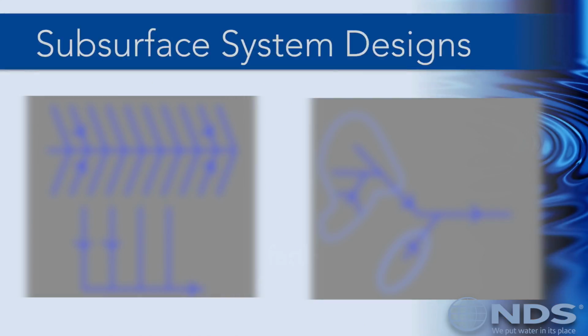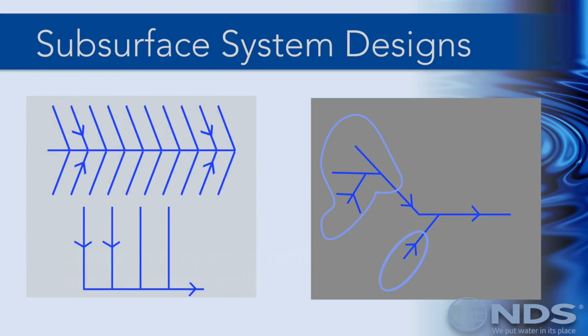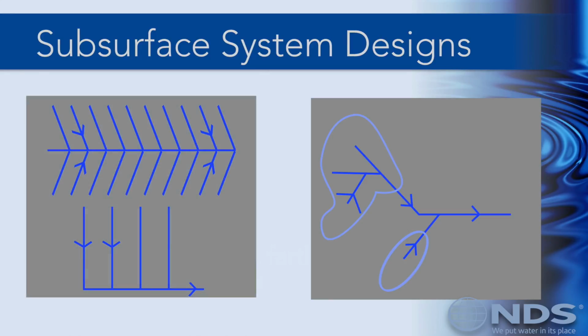The layout of the pipe depends on the application. For a subsurface system draining a few scattered wet spots, a system designed around the contours of the wet areas will do. If you are designing a drainage system for the whole area, a more structured design like a herringbone or a gridiron design is much more efficient.